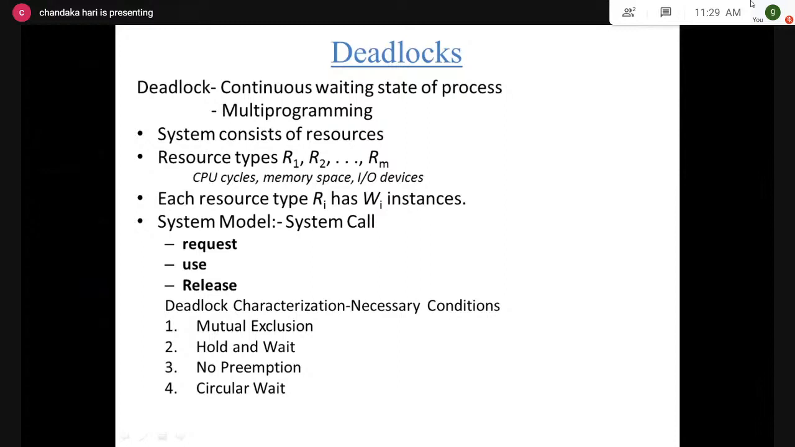The system model has been implemented by using three system calls: request, use and release. Before executing any particular process, whatever set of resources you require, you have to make a requisition to the operating system. I want these resources, by using the request system call.